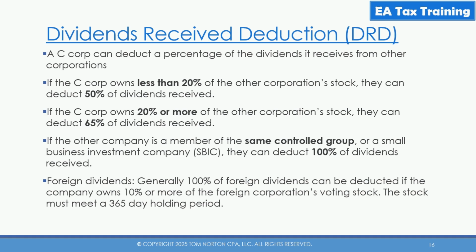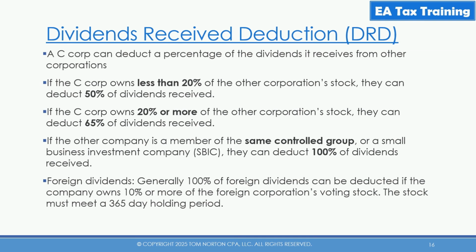If they own 20% or more of the other corporation's stock, they can deduct 65% of the dividends that were received. If the other company is a member of the same controlled group as this C corporation, or if they are a small business investment company, they can deduct 100% of the dividends that were received. So, in effect, none of those dividends end up being taxable. We will talk later in this video about what a controlled group is and how you define that.